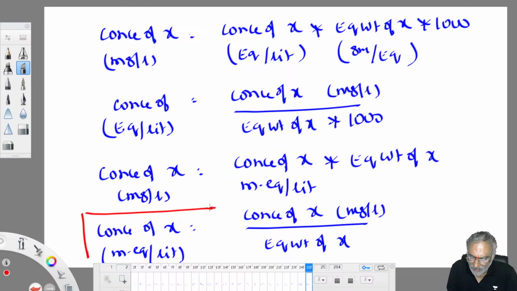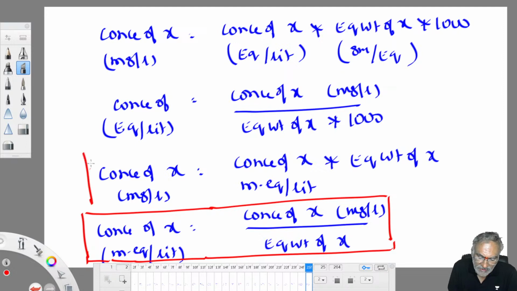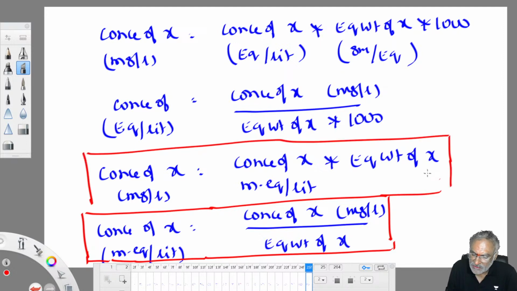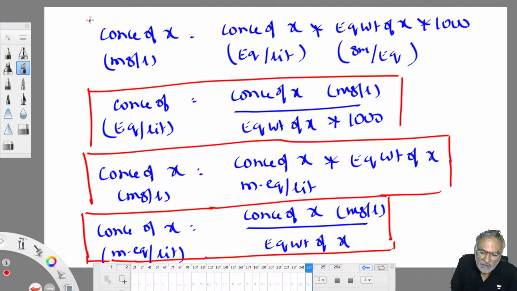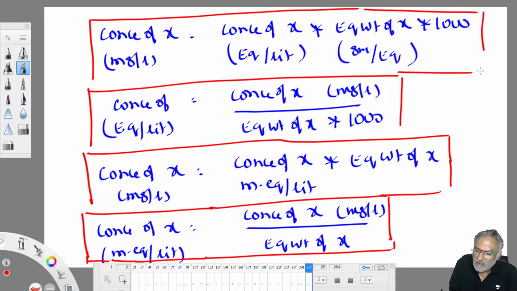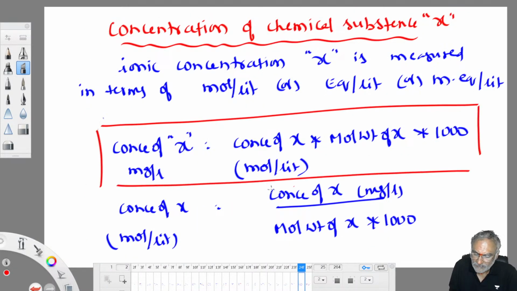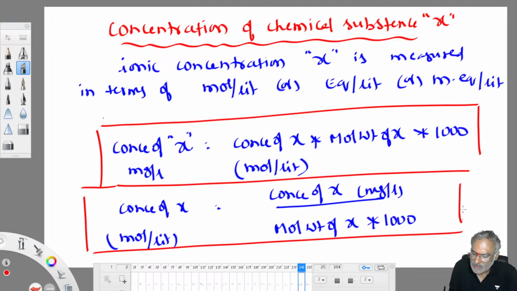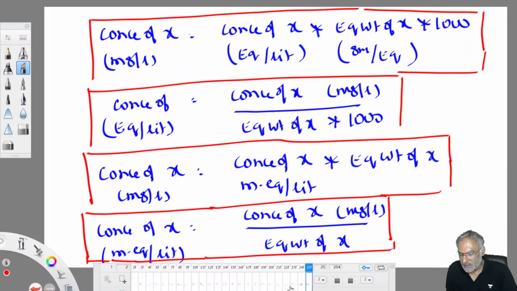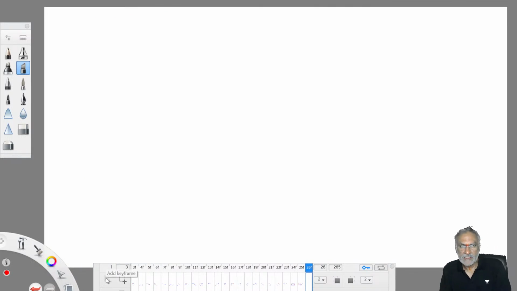Chemistry is a cakewalk to you. Chemistry-related numerical questions become so simple and so easy if you are familiar with these conversions. Understood? Ionic substances are not added, subtracted, divided, or multiplied when their concentrations are in milligram per liter. So they should be converted into ionic concentration, either in moles per liter, millimoles per liter, or milliequivalents per liter.